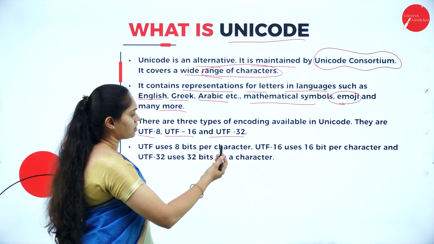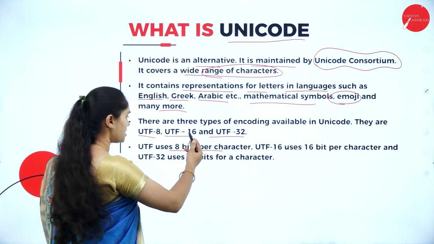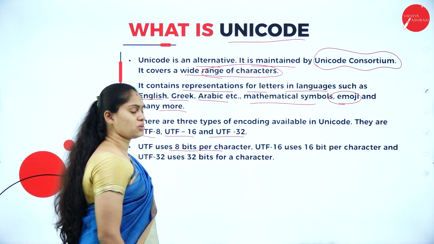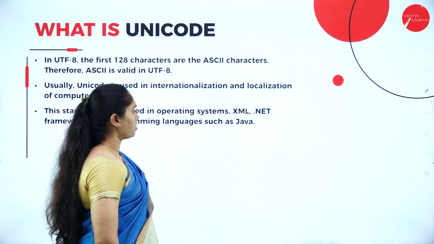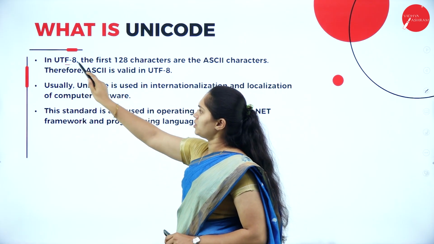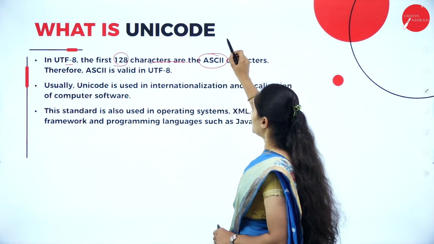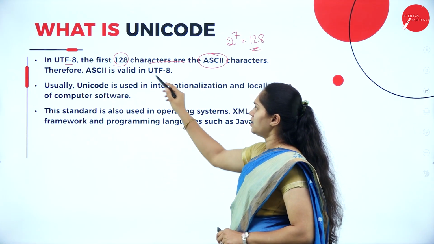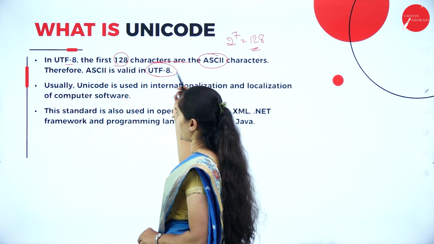So this 8, 16 and 32 represents that it will use 8 bits, 16 bits and 32 bits. In order to represent the character, we are using this many bits of memory in the computer. That is all regarding Unicode. So here you can see some more information regarding Unicode. And also if it is UTF-8, the first 128 characters are ASCII characters. Why? Because if it is 2 power 7, then it is able to represent up to 128. So that's why ASCII also comes under the UTF-8 Unicode encoding method.